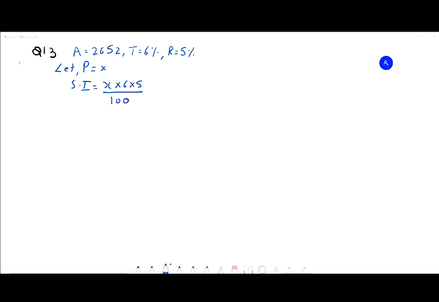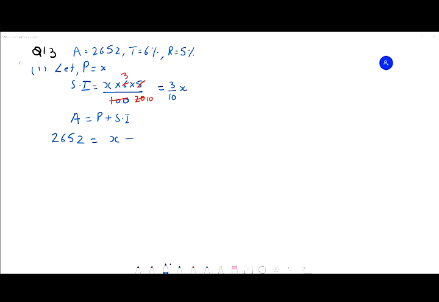100. Now the cutting will be with the 5, 20, again 3 and 10. So the SI will be 3 over 10x. Now as you know the formula, A is equal to P plus SI. This is the first part. And the amount given to us is 2652.